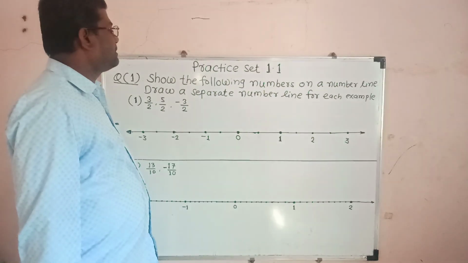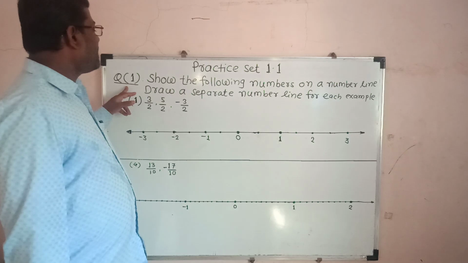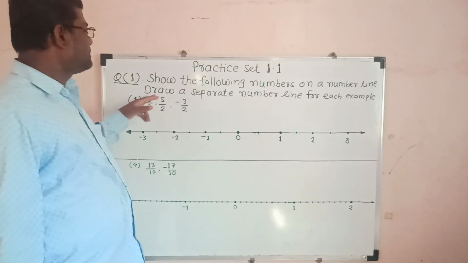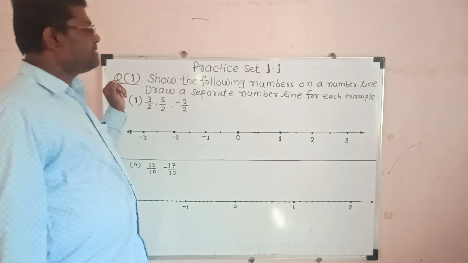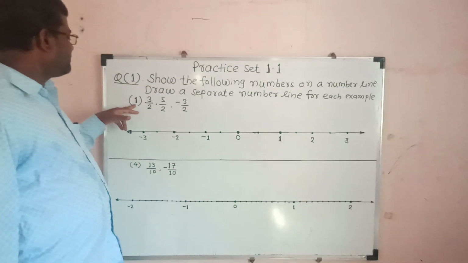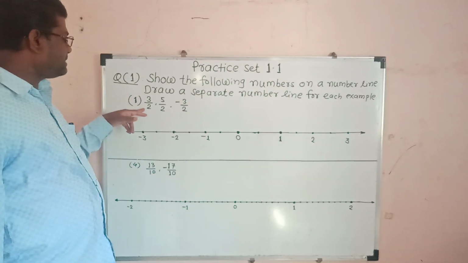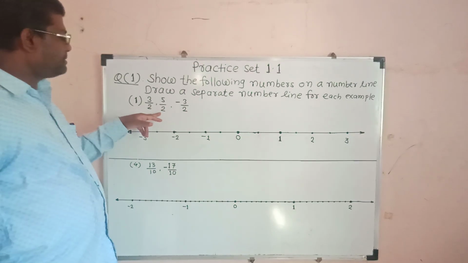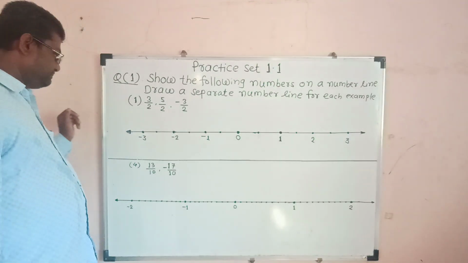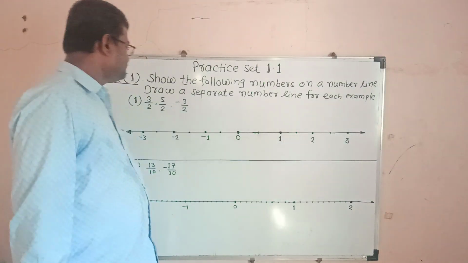Now let us solve practice set 1.1. Question number 1. Show the following numbers on a number line. Draw separate number line for each example. Example number 1. We have to show the rational numbers 3 upon 2, 5 upon 2 and minus 3 upon 2 on the number line. Therefore, at first, draw the number line.